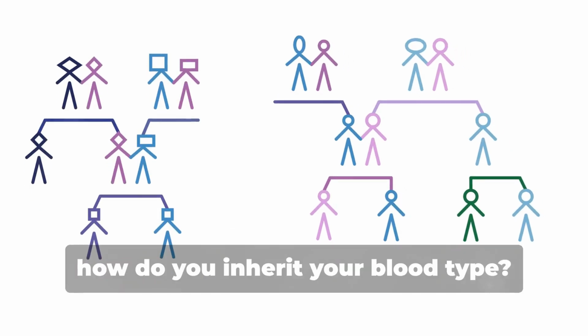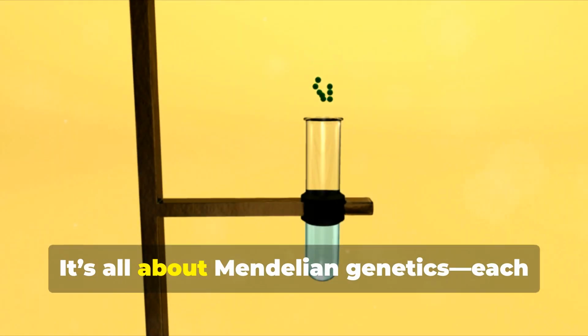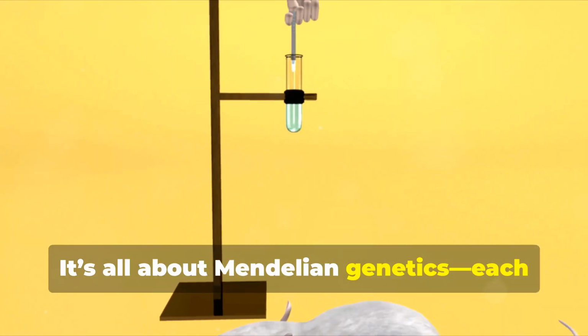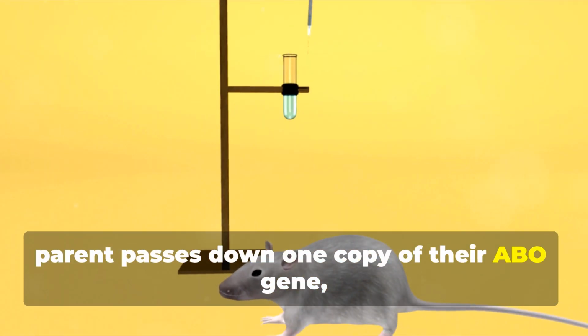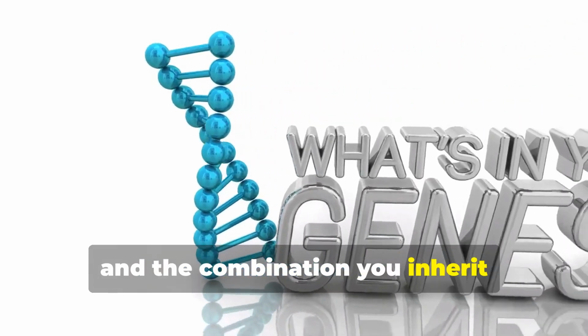So, how do you inherit your blood type? It's all about Mendelian genetics. Each parent passes down one copy of their ABO gene, and the combination you inherit determines your blood type.